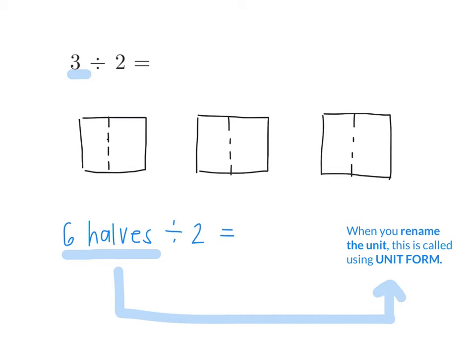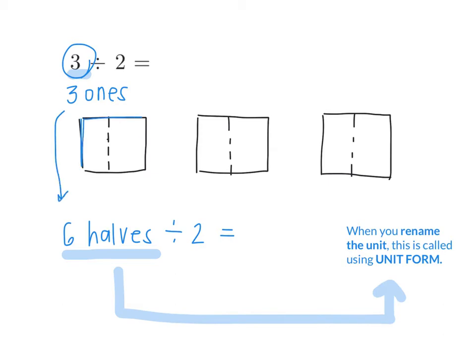So right now, my whole is 3. 3 what? 3 ones, right? Or 3 wholes. Do you guys agree? Is 3 the same as 3 ones? Okay, if I have 3 ones and I want to divide it by 2, is 3 divisible by 2? Everyone? Is 3 divisible by 2? No, right? But I can rename 3 ones.